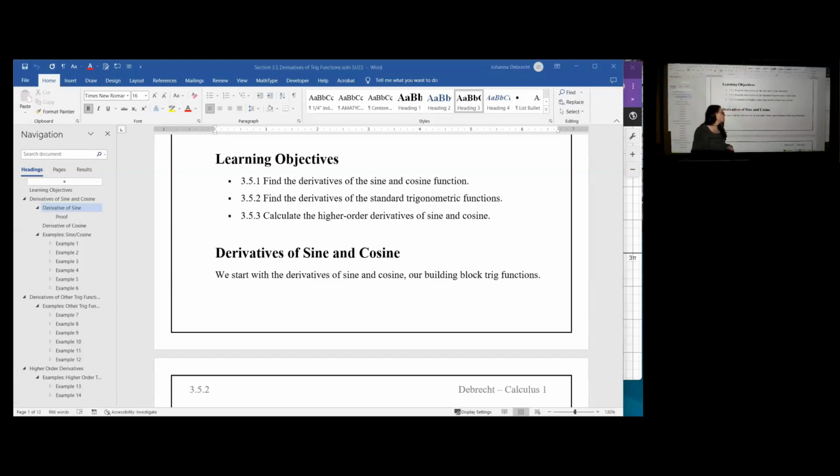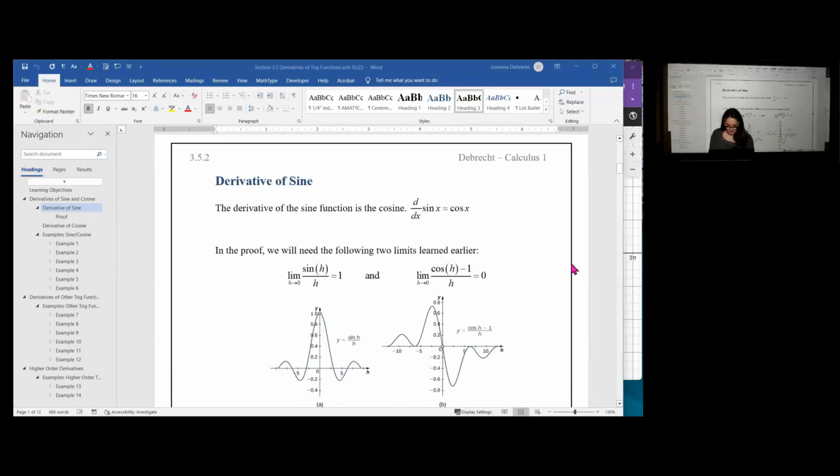Our learning objectives are relatively simple. Find the derivative of sine and cosine. Find the derivative of the other 4 standard trig functions: tangent, secant, cotangent, and cosecant. And then calculate the higher order derivatives of sine and cosine, where we'll discover a pattern we will exploit when we get into Calculus 2 and series. We're going to start with our building block trig functions, sine and cosine. Let's go ahead now and take a look at the derivative of sine.